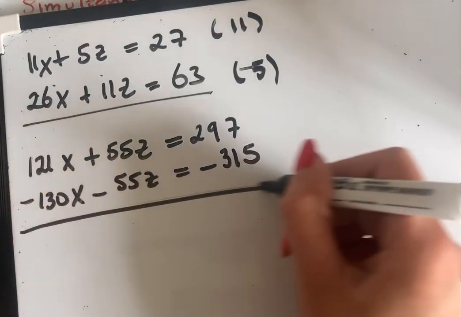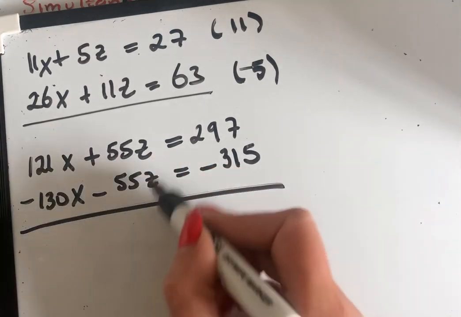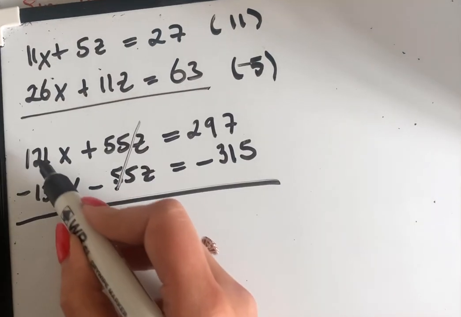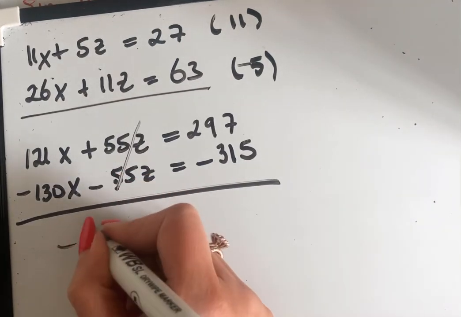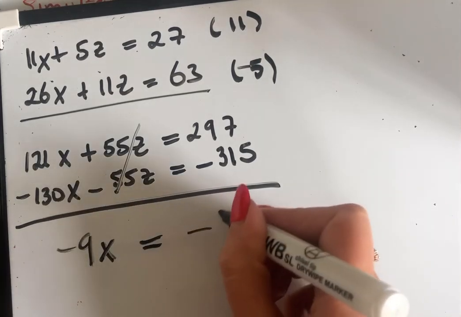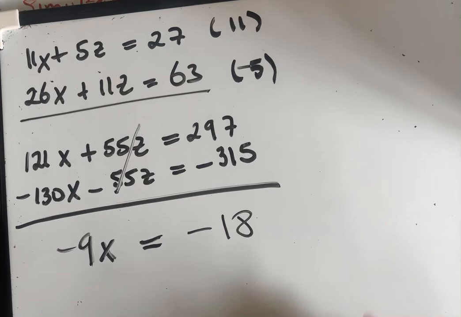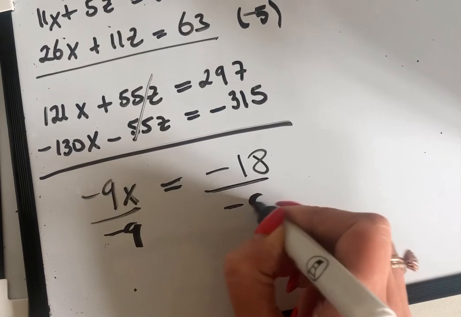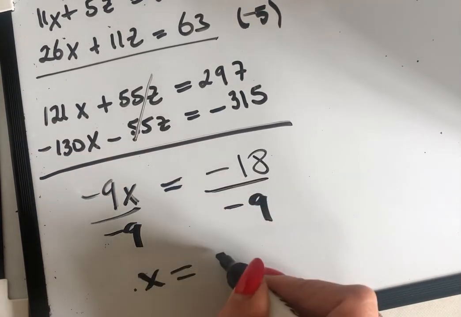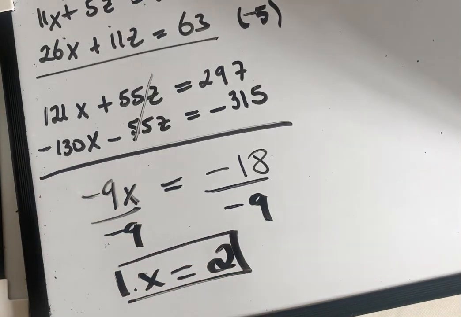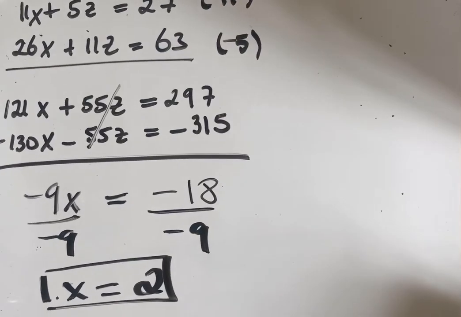So let's draw a line across. And we can see here straight away that these cancel. We've got negative 130x plus 121x, so that's negative 9x. We have 297, take away 315, and we get negative 18. So then we can see here that if we divide across by negative 9, we get x is equal to 2. So that's our first answer. Now we have to go back and we have to find a value for z and a value for y.